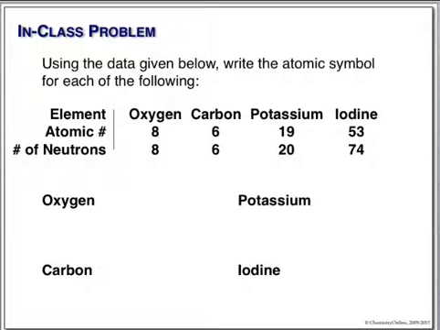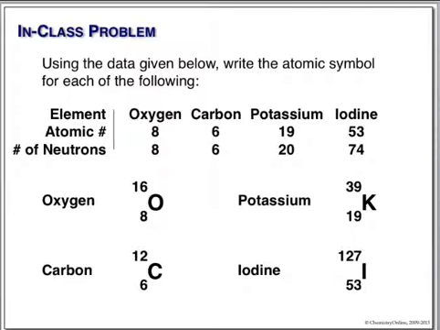Oxygen is O. 8 and 8 is 16. We have 8 protons. Potassium, K. We have 19 and 20, that's 39, right? With an atomic number of 19. Carbon, 6 and 6, that's 12. Atomic number of 6. And iodine, 53 protons, 74 neutrons. That's some number. Oh, I don't have a calculator. It's 127. Very good. Atomic number 53.